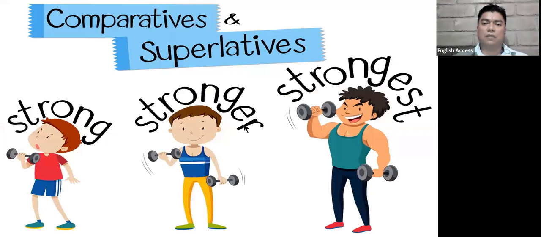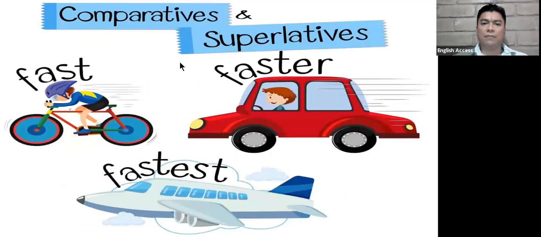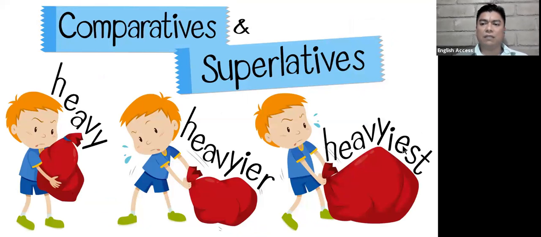Comparatives and superlatives. We have the adjective strong. This is only an adjective. And then what we have is a comparative, stronger. And then we have a superlative, strongest. One more time. Here we have an adjective, and then we have a comparative, faster, and then a superlative, fastest. Heavy, heavier, heaviest.